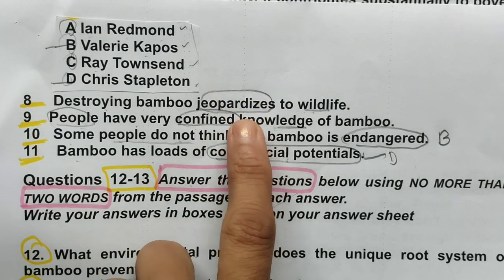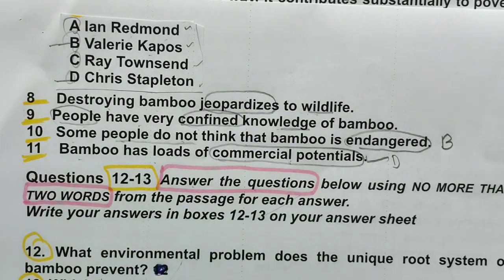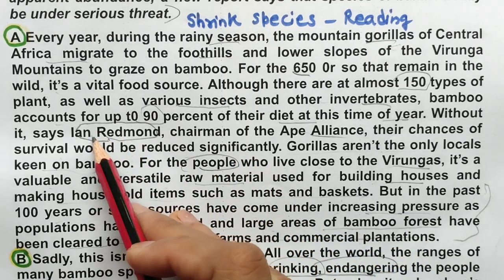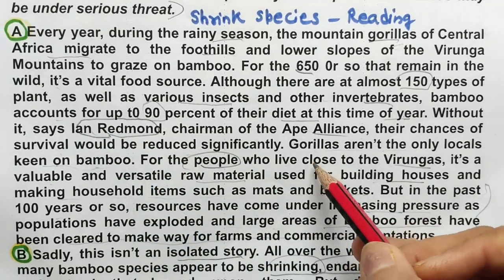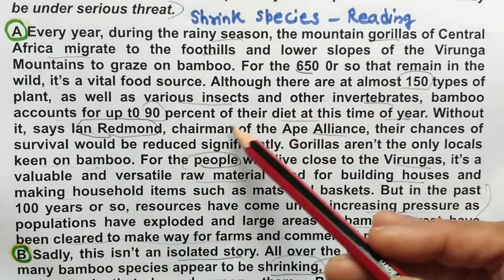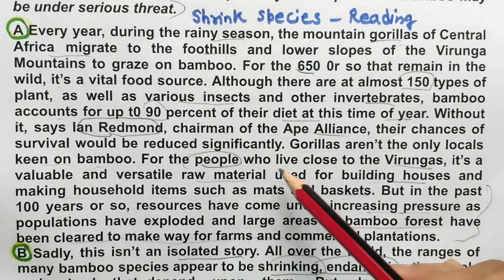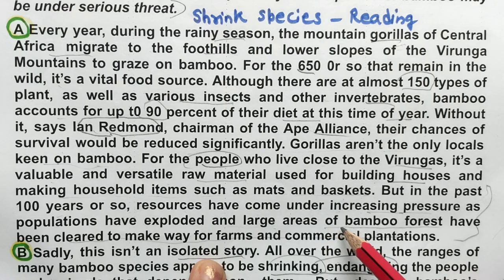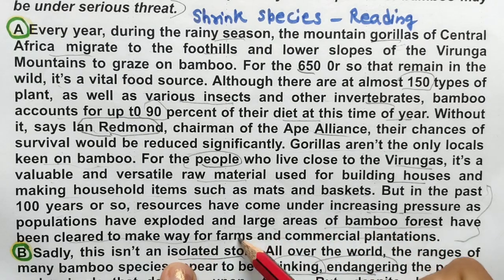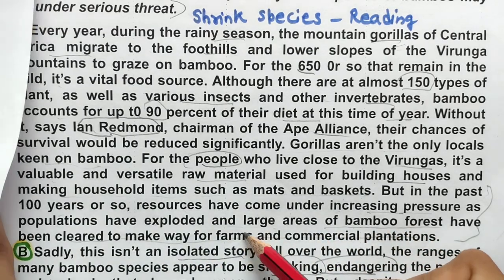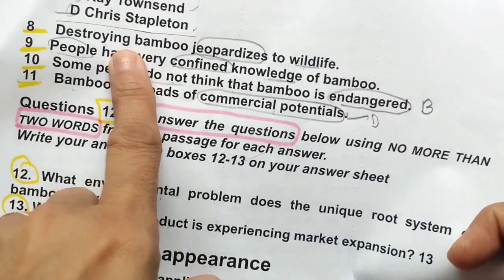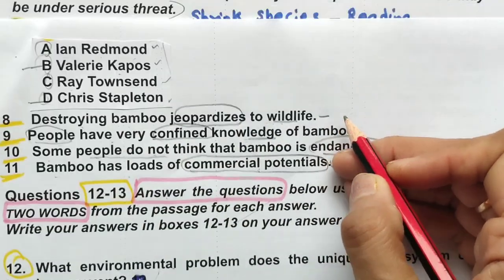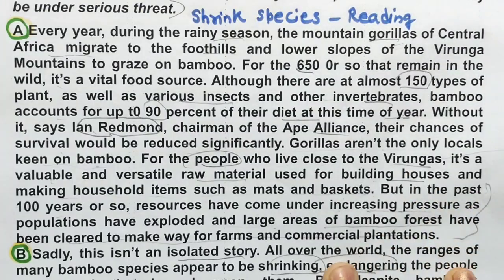Now let's look at this, knowledge of bamboo. See this, in A paragraph we have got this person's name, and here he was talking about how people have exploited bamboo forest and all. So that's why, for their own purposes, destroying bamboo jeopardizes wildlife. So we can select this A number person. In A paragraph you can read it.